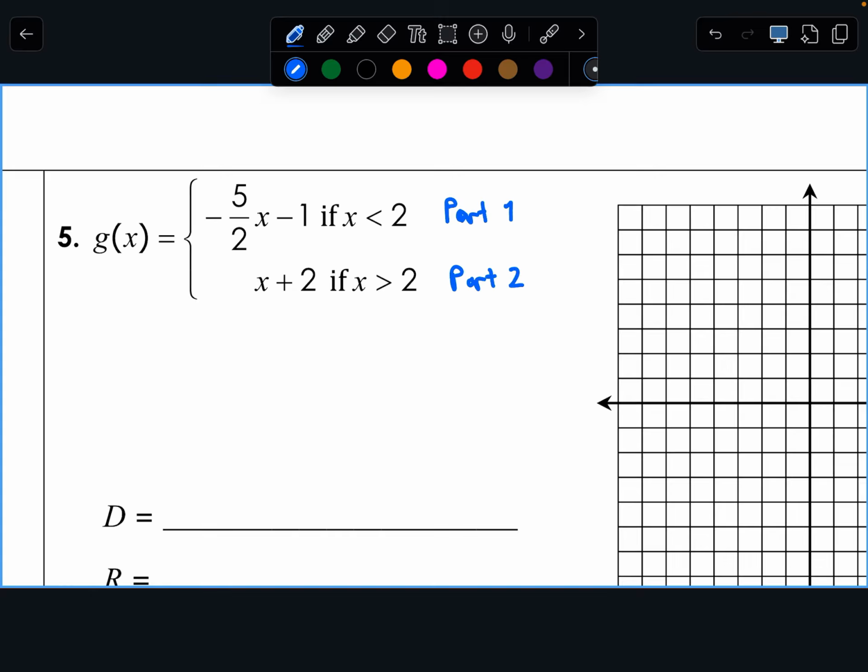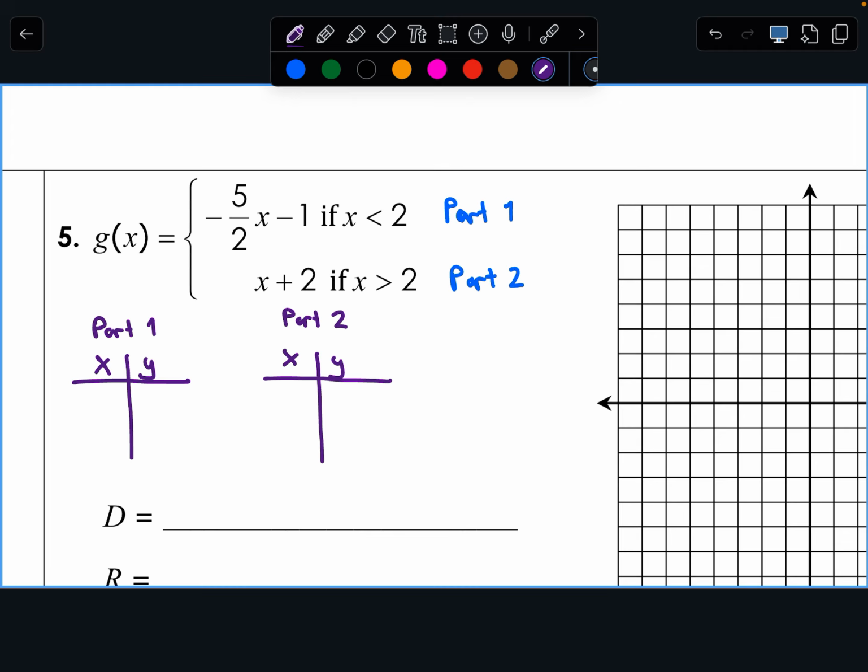Now, as I've discussed in the past, you will create two tables, one for part 1 and one for part 2. I'm going to create a part 1 table, and this is going to be my x, y. Then I'm going to do a part 2 table, and again create an x, y table. Now we're going to look at the endpoints. I put endpoints in air quotes.